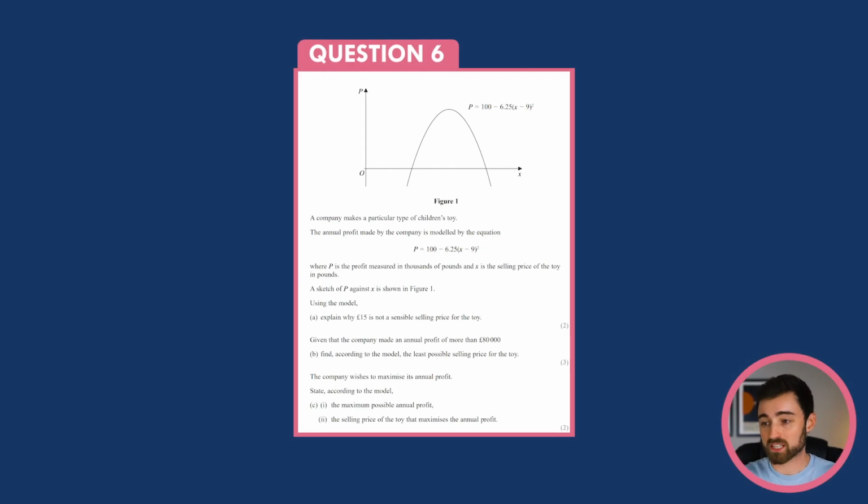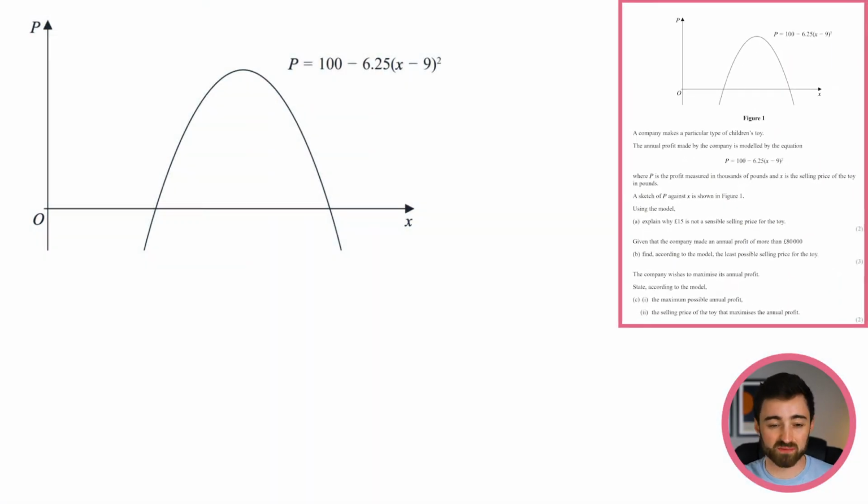Question 6. A company makes a particular type of children's toy. The annual profit made by the company is modelled by the equation this. So this is like a quadratic in completed square form. P is the profit measured in thousands of pounds, and X is the selling price of the toy in pounds. Okay, so let's get this sketch up so we can actually have a bit of a talk about it.